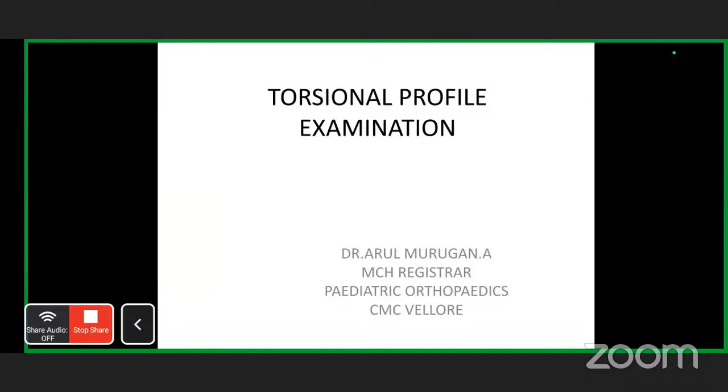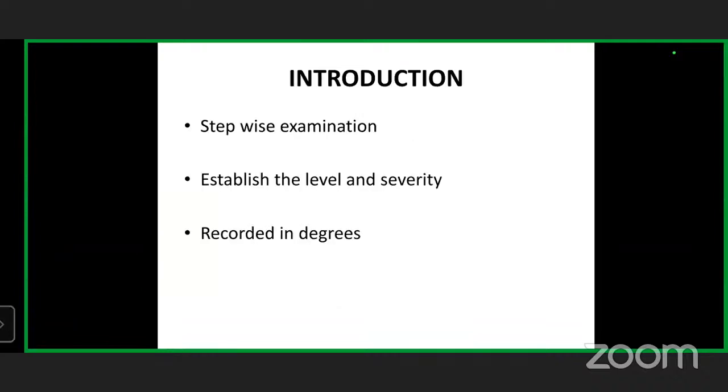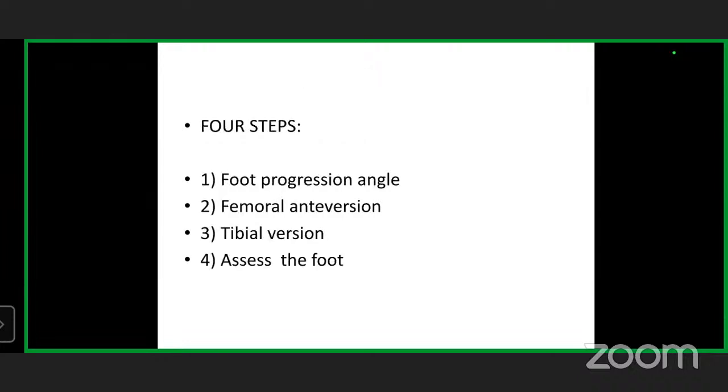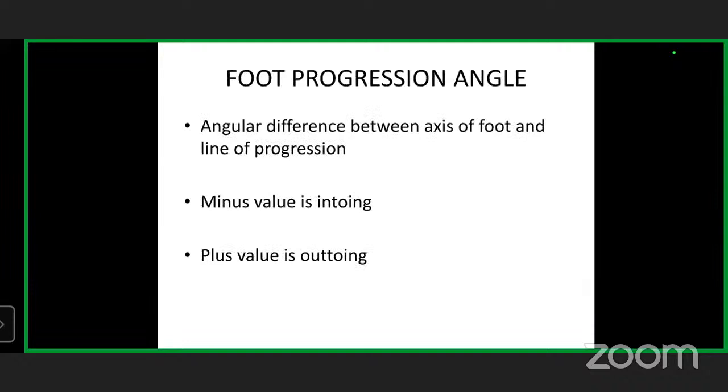Good evening, sir. Today I'm going to speak about the torsion profile examination of the bilateral lower limb. It was described by Dr. Staheli. It's a stepwise examination to establish the level and the severity of the deformity in each part of the limb. All the findings are recorded in degrees. It has 4 steps. The first is the foot progression angle, the second is femoral anteversion, the third is tibial version, and the fourth is to assess the foot individually.